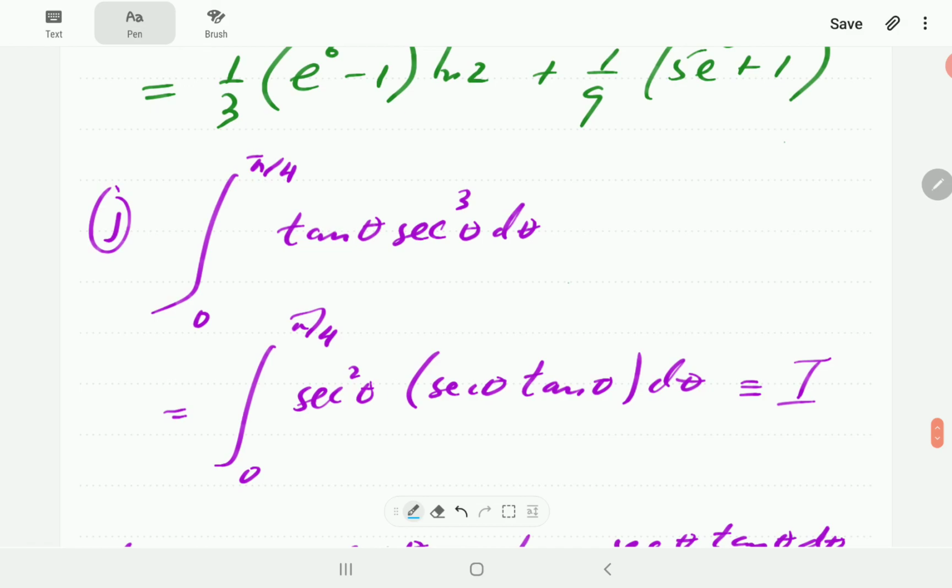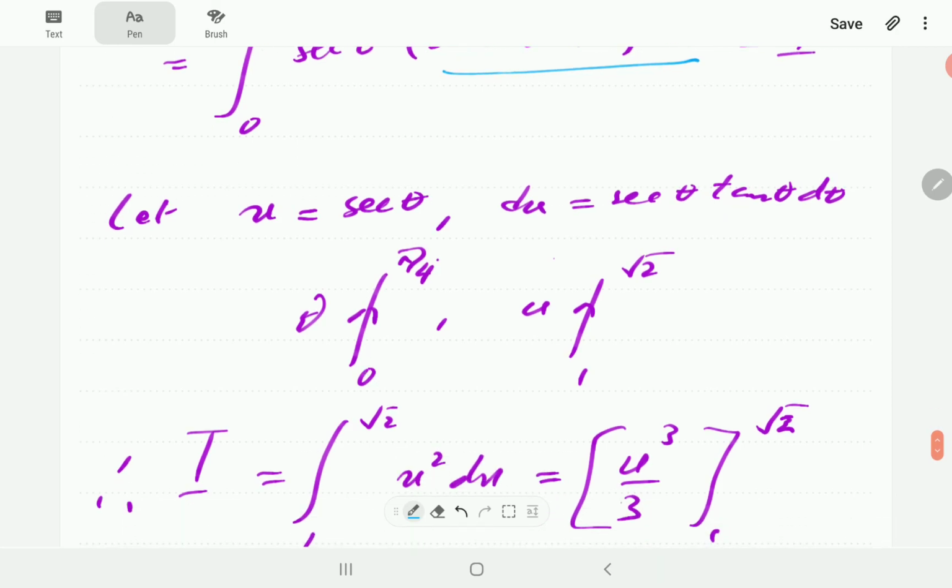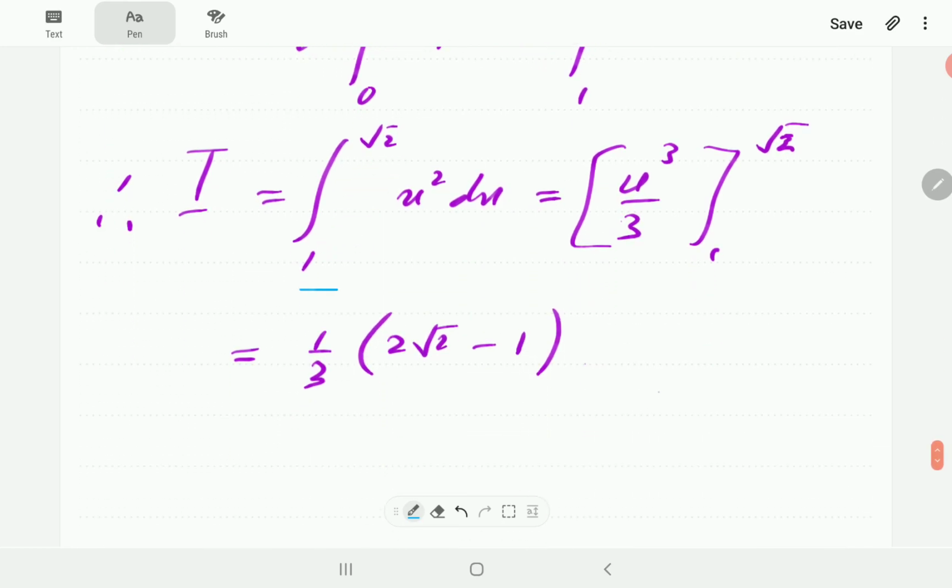For j, which is the last one, we've got powers of tangent and secant. For this particular one, we see that if we save a secant tangent, then we can write everything else in terms of secant. Then we let u be equal to secant, so du is just going to be this term here. When theta is 0, secant 0 is 1. Theta is π/4, and secant π/4 is square root 2. So our new limits are going to be 1 to square root 2. We integrate this, we substitute, and that's going to be the final answer.